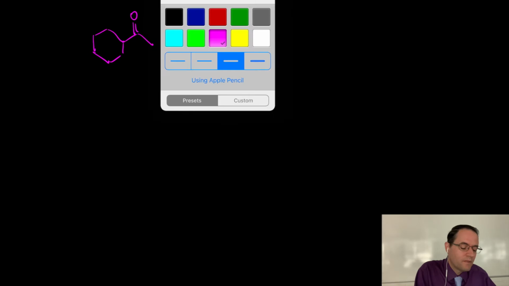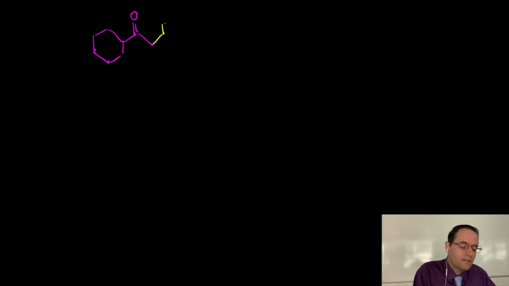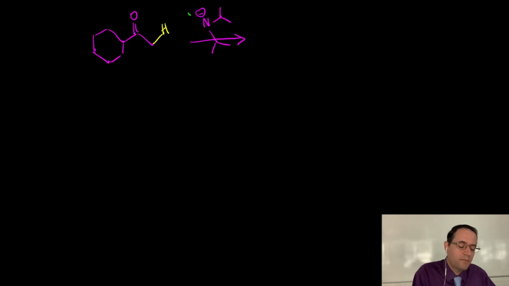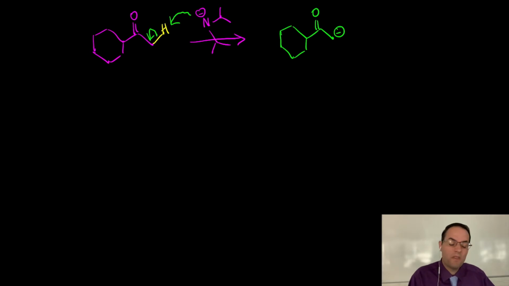So here's my starting molecule, okay? And I want to highlight the least substituted carbon and the alpha hydrogen attached to that least substituted alpha carbon. And then I want to draw my LDA. So here's my diisopropyl amide. The lithium is a spectator ion and we don't need to do anything with that, okay? So we're going to deprotonate the alpha carbon here. And this is going to give me the enolate, okay? And then we're going to treat this with methyl iodide.